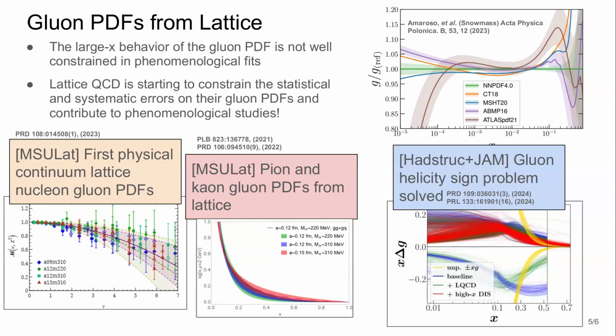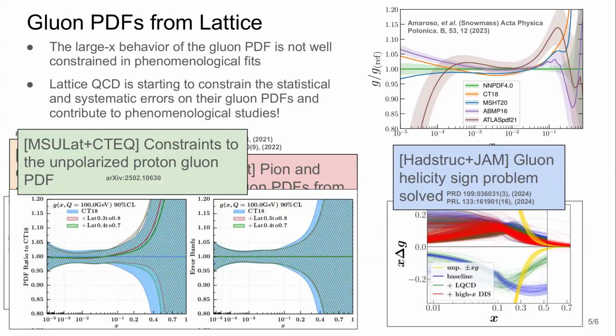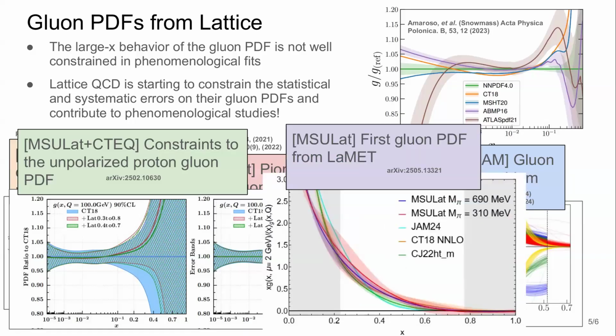HadStruc plus JAM solved the gluon helicity sign problem. The data could have both plus or minus gluon helicity PDFs, and apparently recently, because of lattice data and high x DIS or something like that, they determined that it is positive. MSU plus CTEQ have recently put some constraints on the unpolarized proton gluon PDF. And all of these studies that I just talked about use the pseudo-PDF method for the gluon.